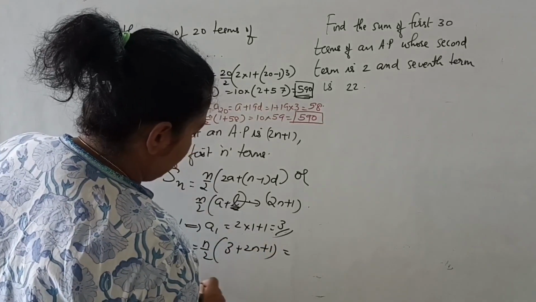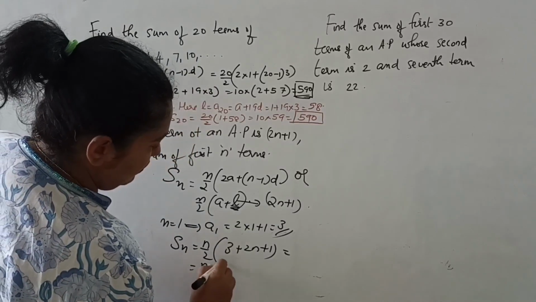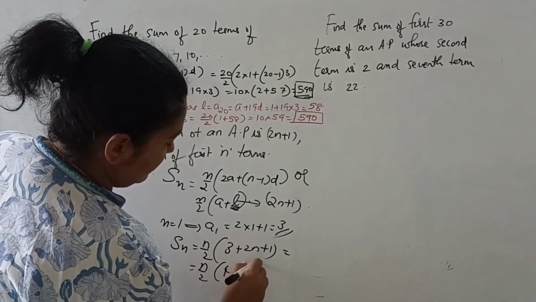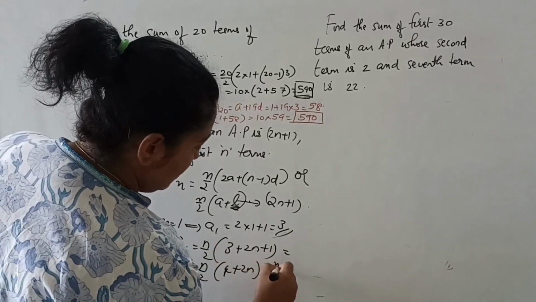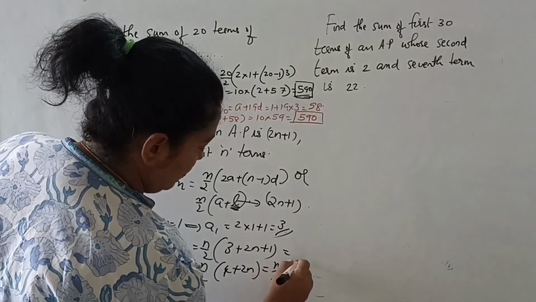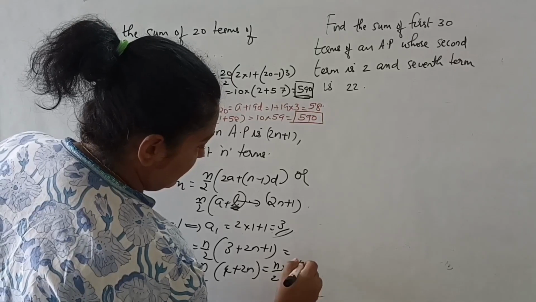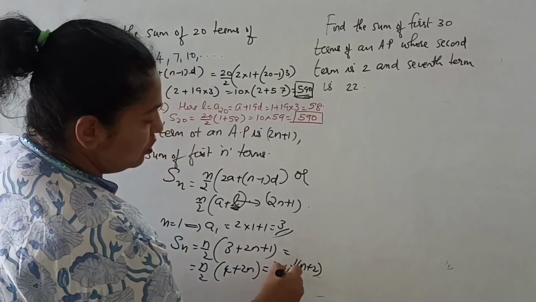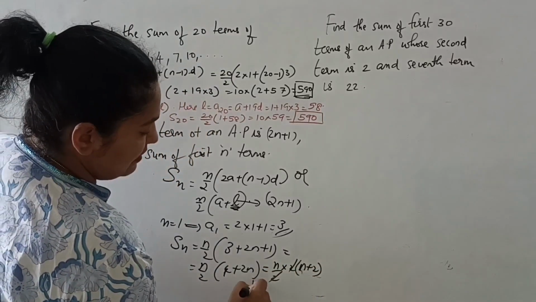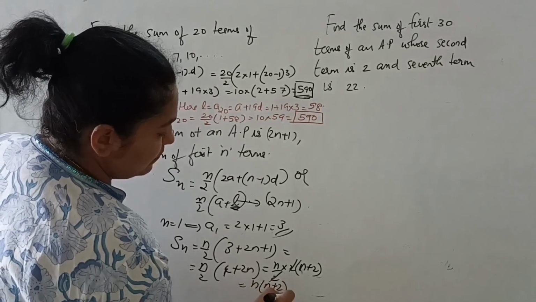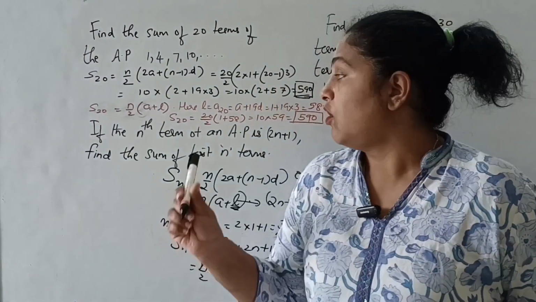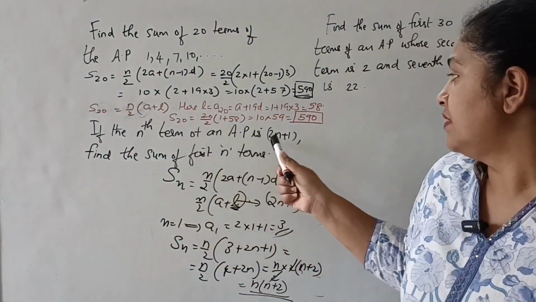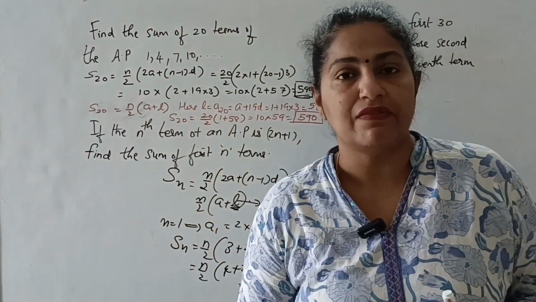Fine. Let's open the bracket. N by 2 into 4 plus 2n. Now 2 is a common factor in this, so I am taking it out. N by 2 into 2 into (n plus 2). Sorry, 2 and 2 will get cancelled. I will get the answer as n into (n plus 2). This is the sum of the first n terms of this particular AP whose nth term is given by 2n plus 1.